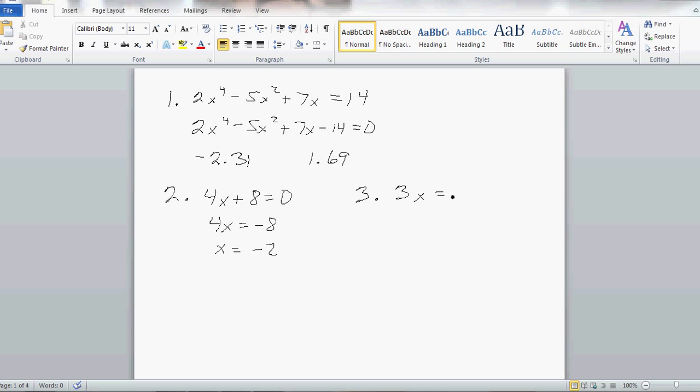Example number 3. 3x equals negative 16 plus 2x. Here we have x's on both sides, so we need to first off get x to one side. I'm going to go to the left side just because we always seem to like to put the variable over there. And so subtract 2x from both sides, and we get x equals negative 16.